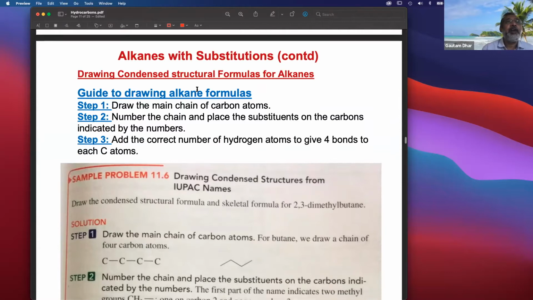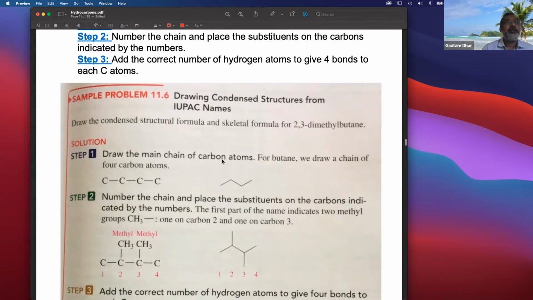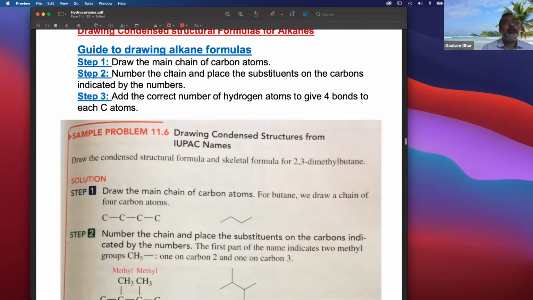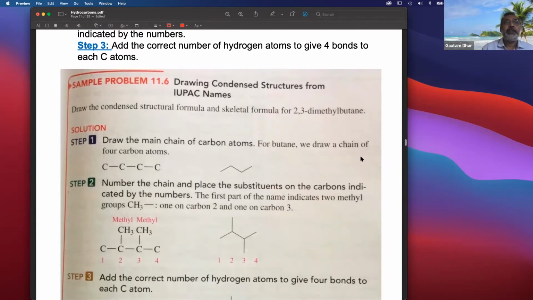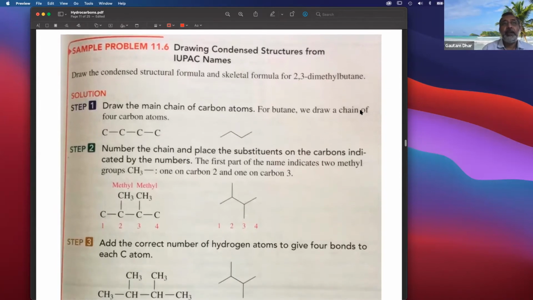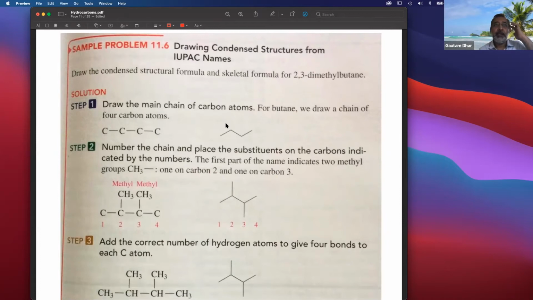So now, drawing condensed structural formulas for alkanes, we saw how to do that. Here's an example. You draw the main chain, number the chain, and place the substitutions. So this is the reverse. You are given, let's say, the name 2,3-dimethylbutane. First thing, draw the carbon chain. Butane, for butane, right? You can either do it like carbon, carbon, carbon, or you can do the skeletal formula.